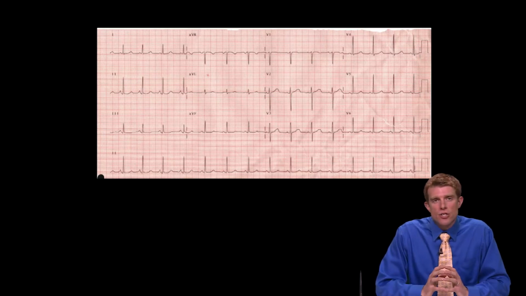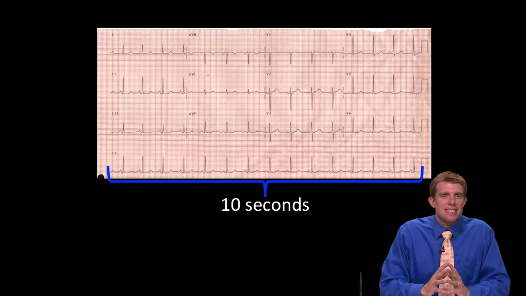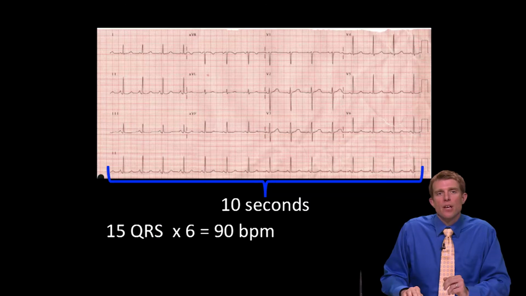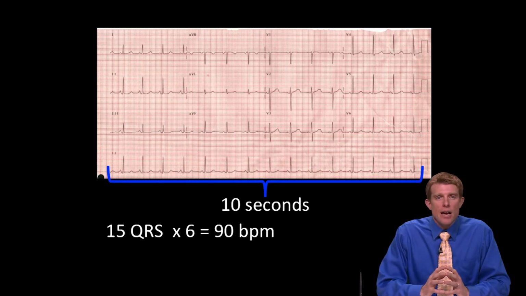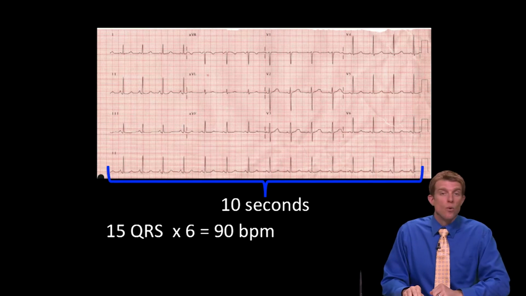On an ECG, in contrast to a rhythm strip, we generally have 10 seconds. So we have a 10-second period of time that we're looking at. In this case, we count up the QRS complexes. There are 15 QRS complexes. We multiply by 6 to get to 60, and we have a rate of 90 beats or QRS complexes in a 1-minute period.